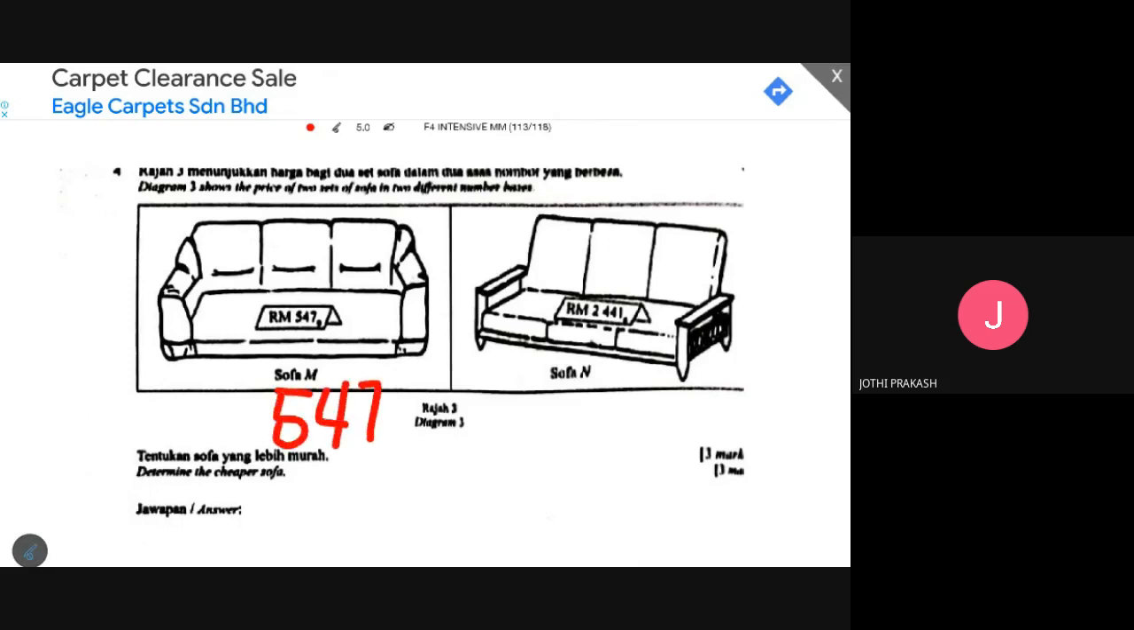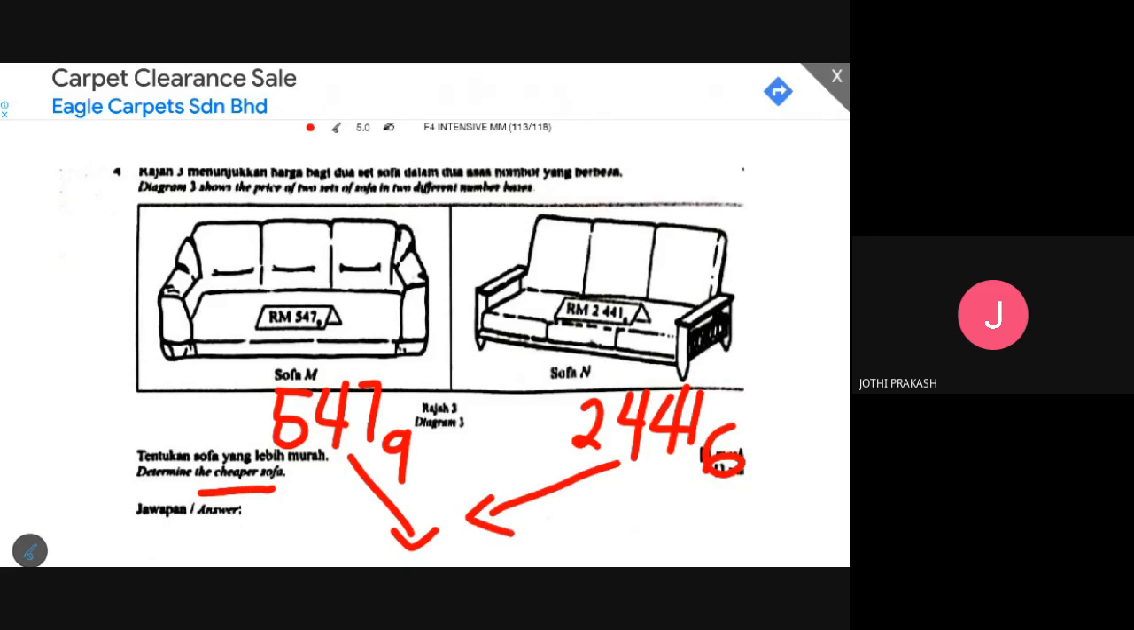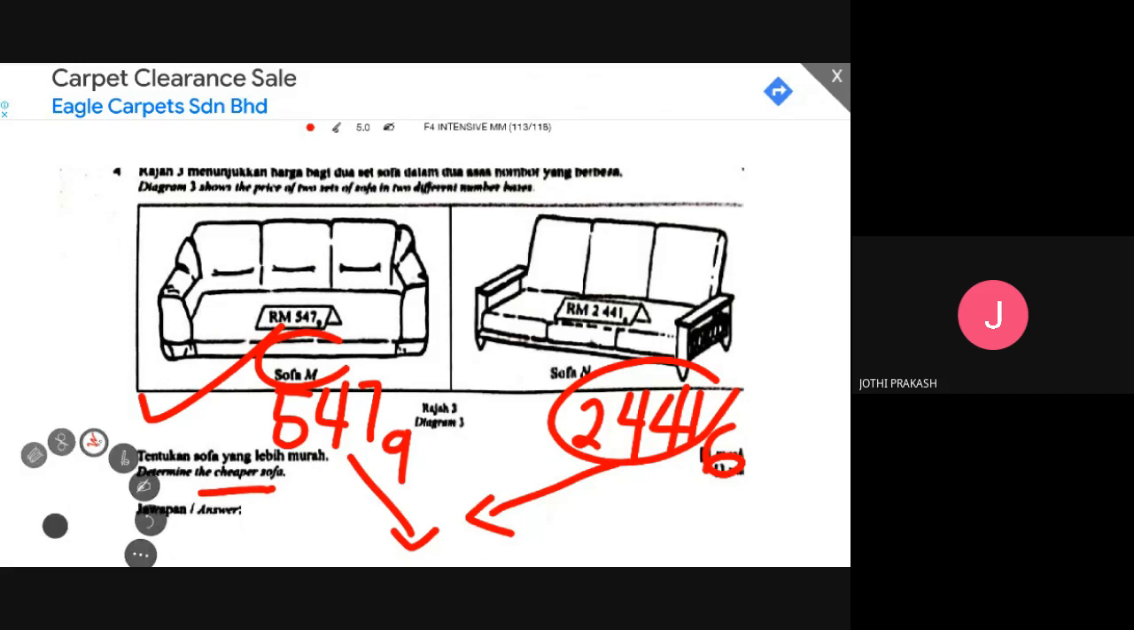This one is 547 asas 9. This one is 2441 asas 6. Okay guys, so I ask you a question. Kalau kita lihat dua-dua nilai ni secara terus, can we make a conclusion? Boleh tak kita katakan yang ni lebih murah sebab kamu lihat nilai dia 547 sahaja dan yang ni 2441. Ya, tak boleh. Yes, must change to base 10 then only can compare.